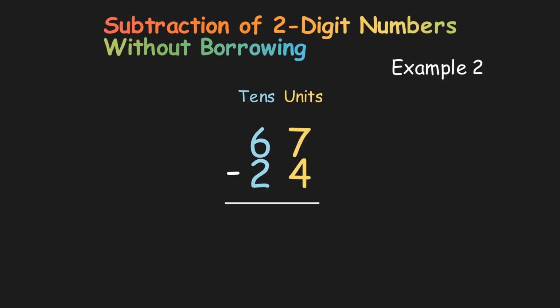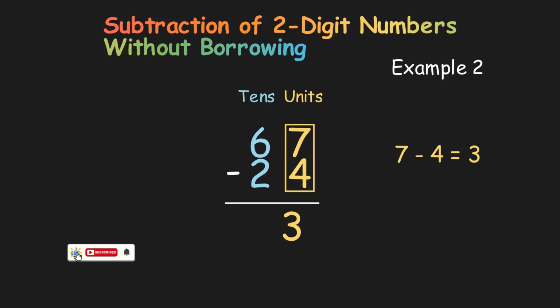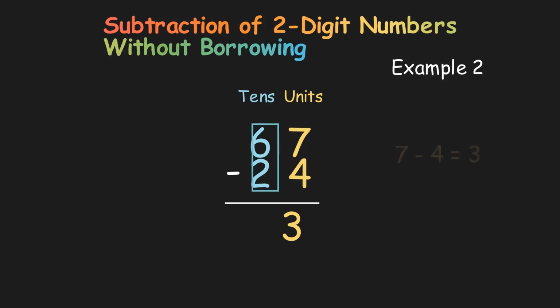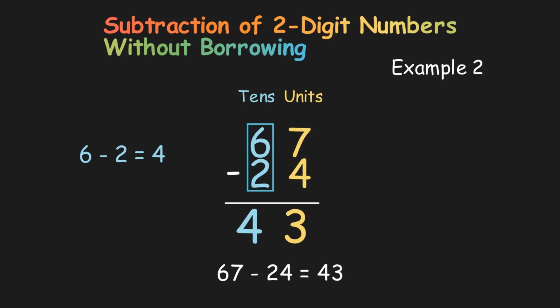In example 2, we want to subtract 24 from 67. First, we carefully line up the numbers according to their place values. Tens under tens and units under units. Now, let's start from the units column. We subtract 4 from 7, and that gives us 3. Next, we move to the tens column. We subtract 2 from 6, and that gives us 4. So, 67 minus 24 equals 43. Excellent work, superstars! You're doing an amazing job learning subtraction step by step.